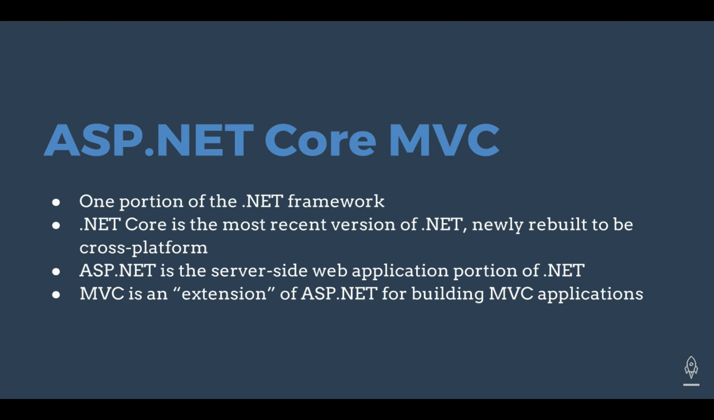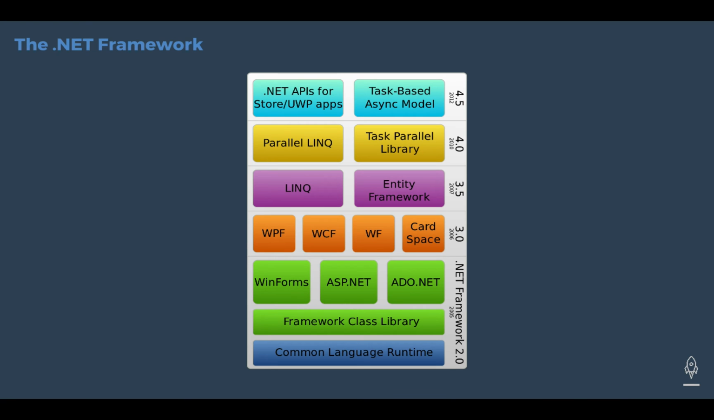So when we talk about ASP.NET Core MVC, we're really looking at one small component of the entire .NET world. Just to give you a quick view of some of the other components, here's one way to look at organizing these. I got this image from Wikipedia. If you want to read more about the .NET framework, I recommend going there and reading about some of these different components and the history of .NET.